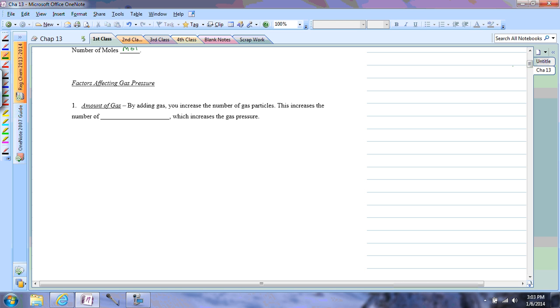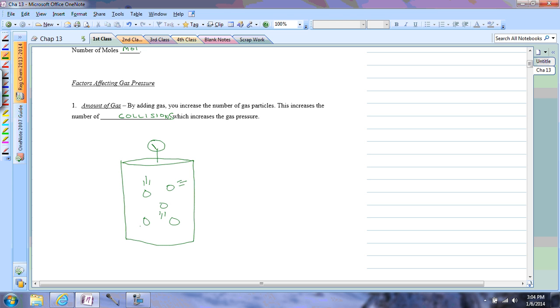Factors affecting gas pressure: the amount of gas. By adding gas, you increase the number of gas particles. That should make sense. This increases the number of collisions, which increases the gas pressure. So here is a diagram of a cylinder. And in the cylinder, we're going to give it a little bit of a gauge. And the gauge shows a needle. And we have 5 particles. And the particles are moving around at some kind of velocity.